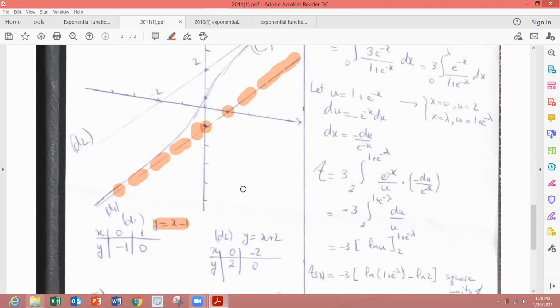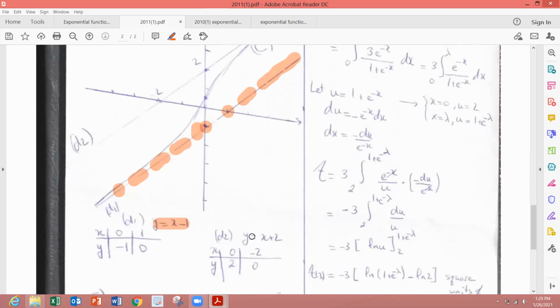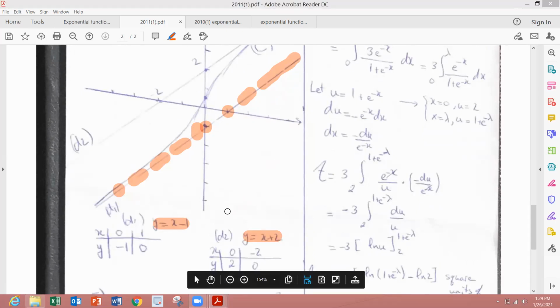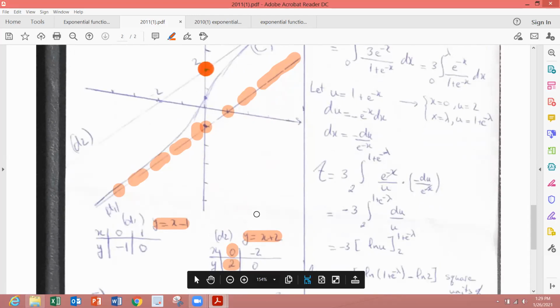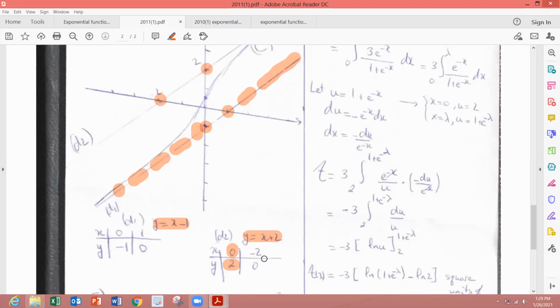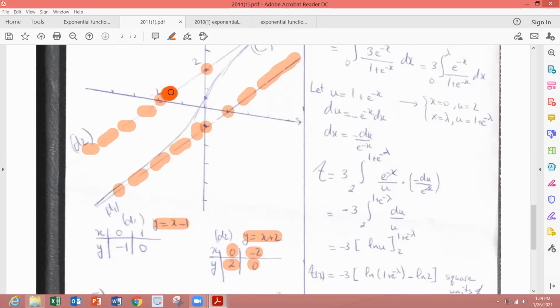Second asymptote D2, of equation y equals x plus 2. If x is 0, y is 2. If x is minus 2, y is 0. This is the second asymptote at plus infinity.